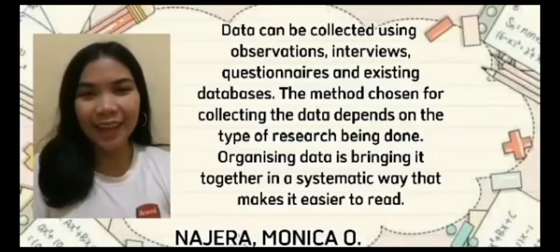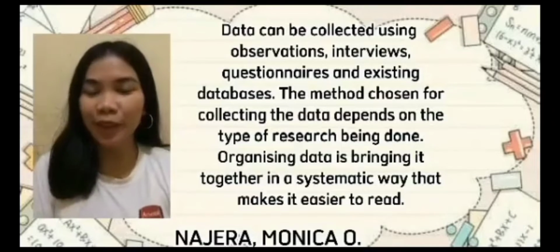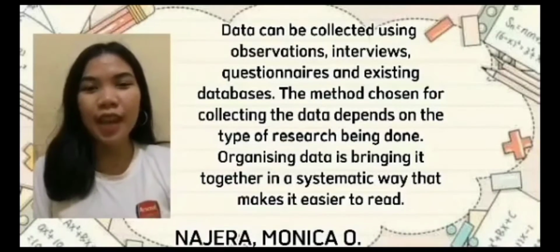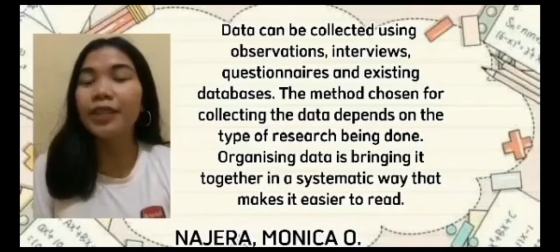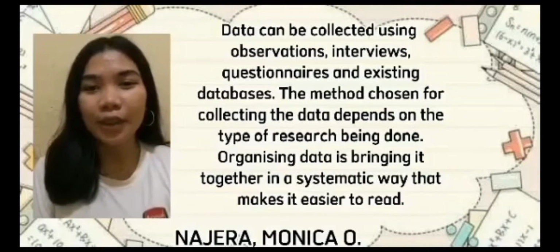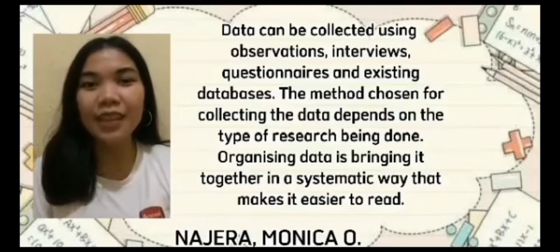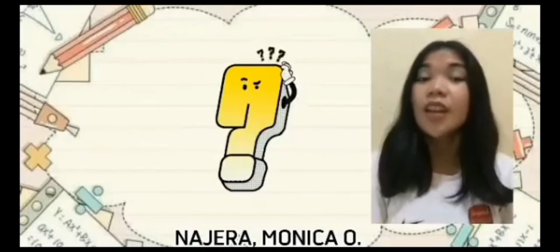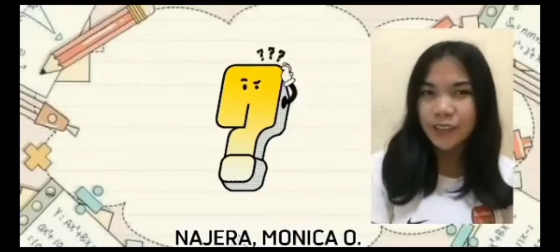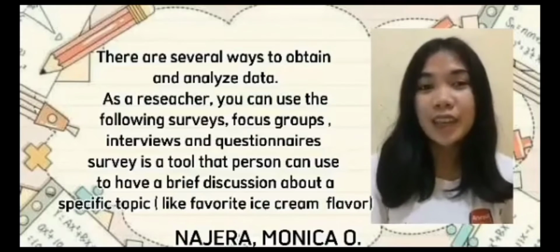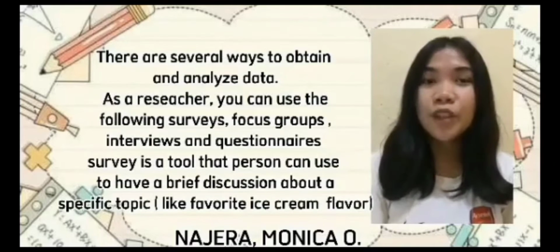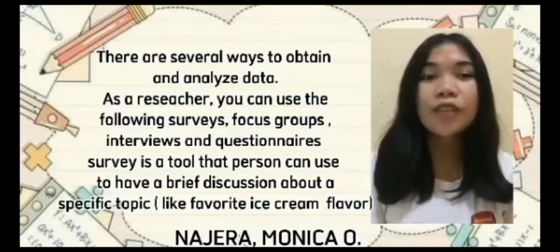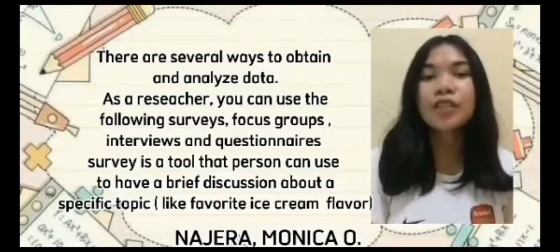Data can be collected using observations, interviews, questionnaires, and existing databases. The method chosen for collecting the data depends on the type of research being done. Organizing data is bringing it together in a systematic way that makes it easier to read. And you may be wondering, how do we gather data? There are several ways to obtain and analyze data. For example, as a researcher, you can use surveys, focus groups, interviews, and questionnaires.